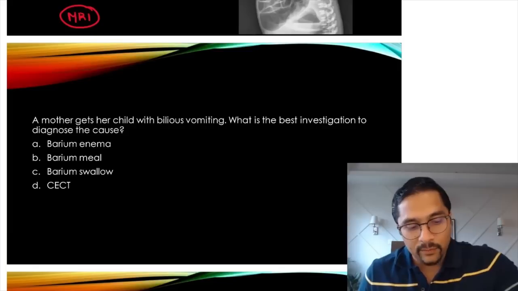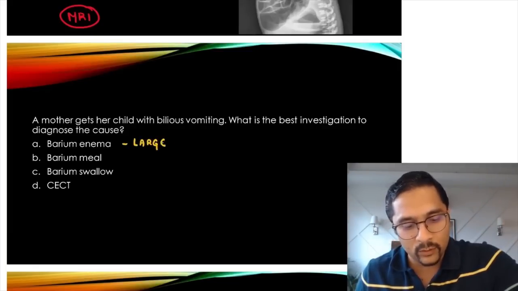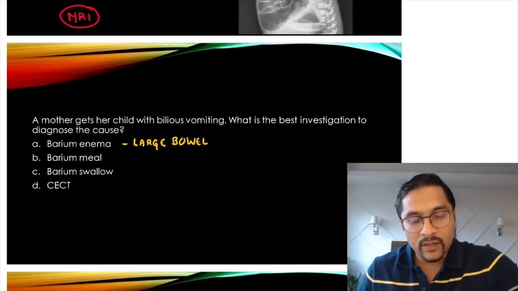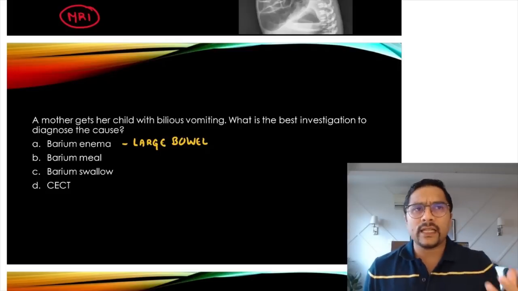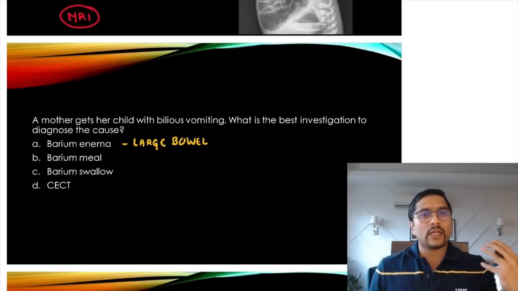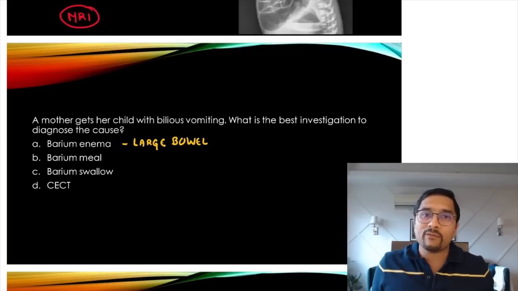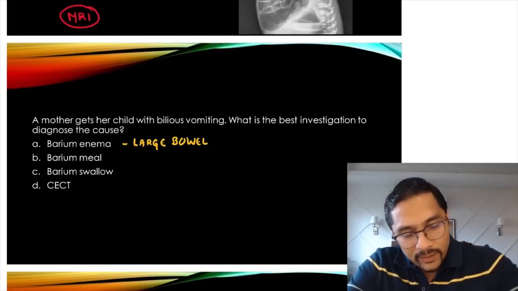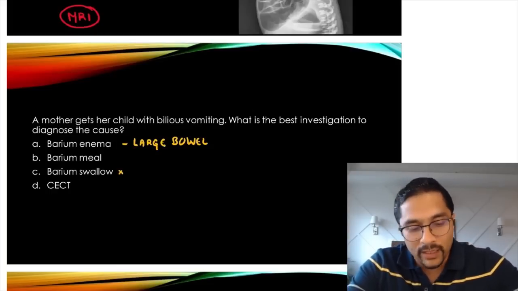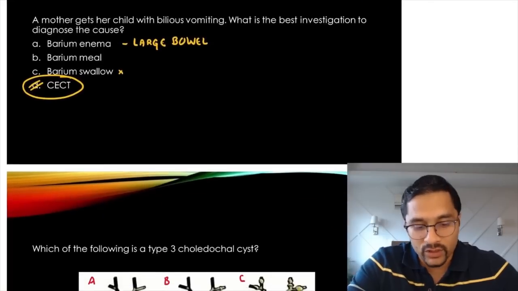Now, barium enema will tell us about the large bowel, so barium enema is out. Barium meal can tell me about the stomach and duodenum, but does it delineate the anatomy very well? And in an obstructed system where there's already obstruction, if I give barium, that barium will also become obstructed, right? That barium also will not go forward. Barium swallow is mainly for esophageal abnormality, so the best answer here is going to be CECT. Contrast enhanced CT scan will tell us what is the problem which the child has.